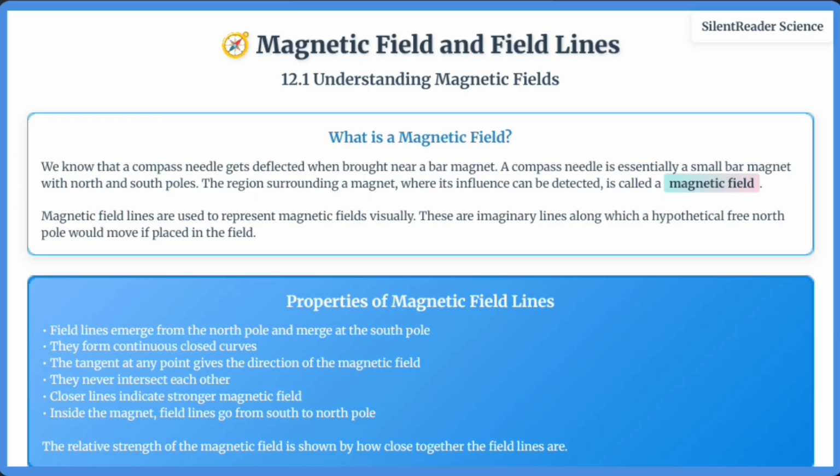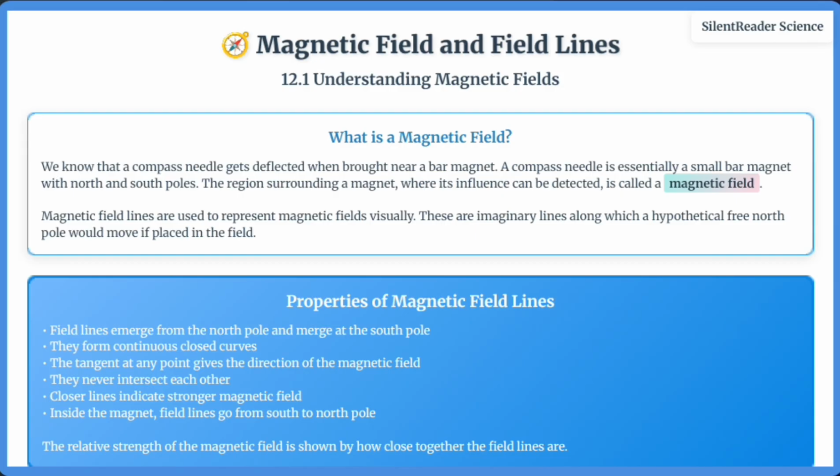Let's begin with understanding magnetic fields and field lines. We know that a compass needle gets deflected when brought near a bar magnet. A compass needle is essentially a small bar magnet with north and south poles. The region surrounding a magnet, where its influence can be detected, is called a magnetic field. Magnetic field lines are used to represent magnetic fields visually. These are imaginary lines along which a hypothetical free north pole would move if placed in the field.